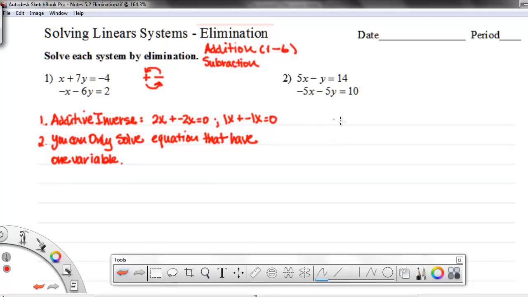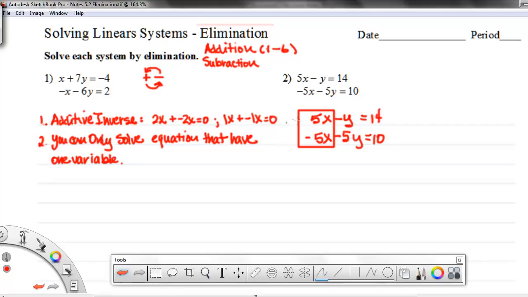Just looking at number 2, we look at 5x minus y equals 14. We have a negative 5x minus 5y equals 10. The first thing you want to look for is to look at each column and see if the additive inverse is in play. And if you look at this column right here, you can see that the additive inverse is there.